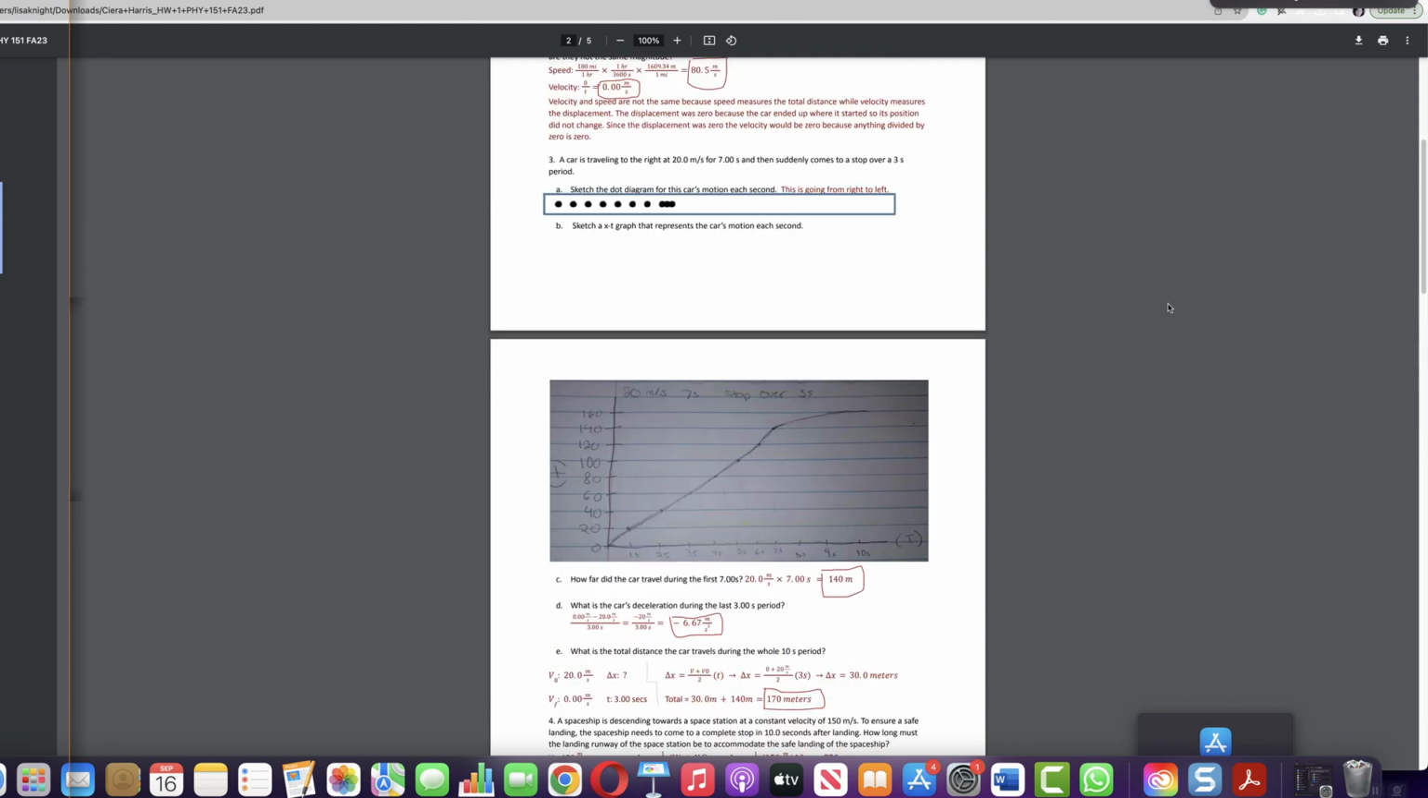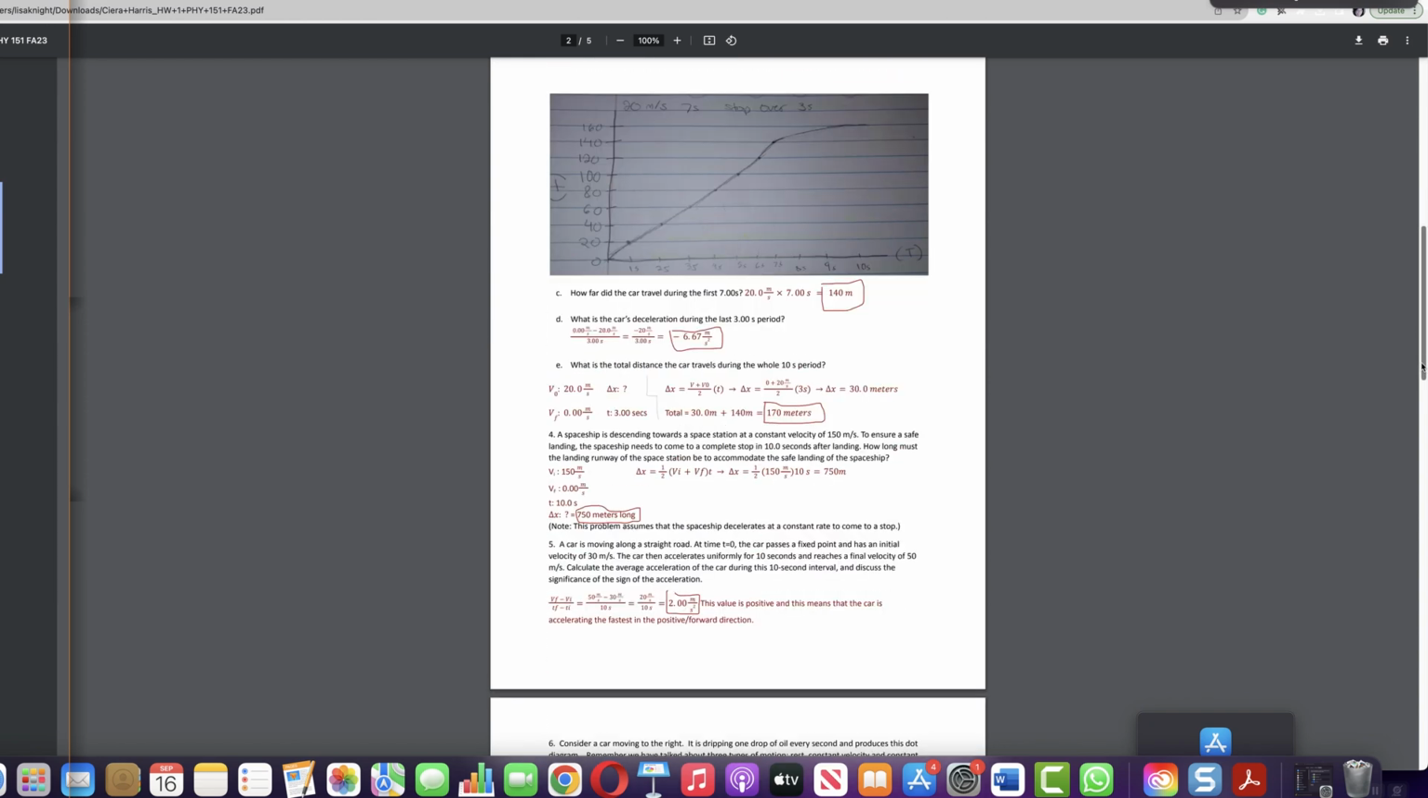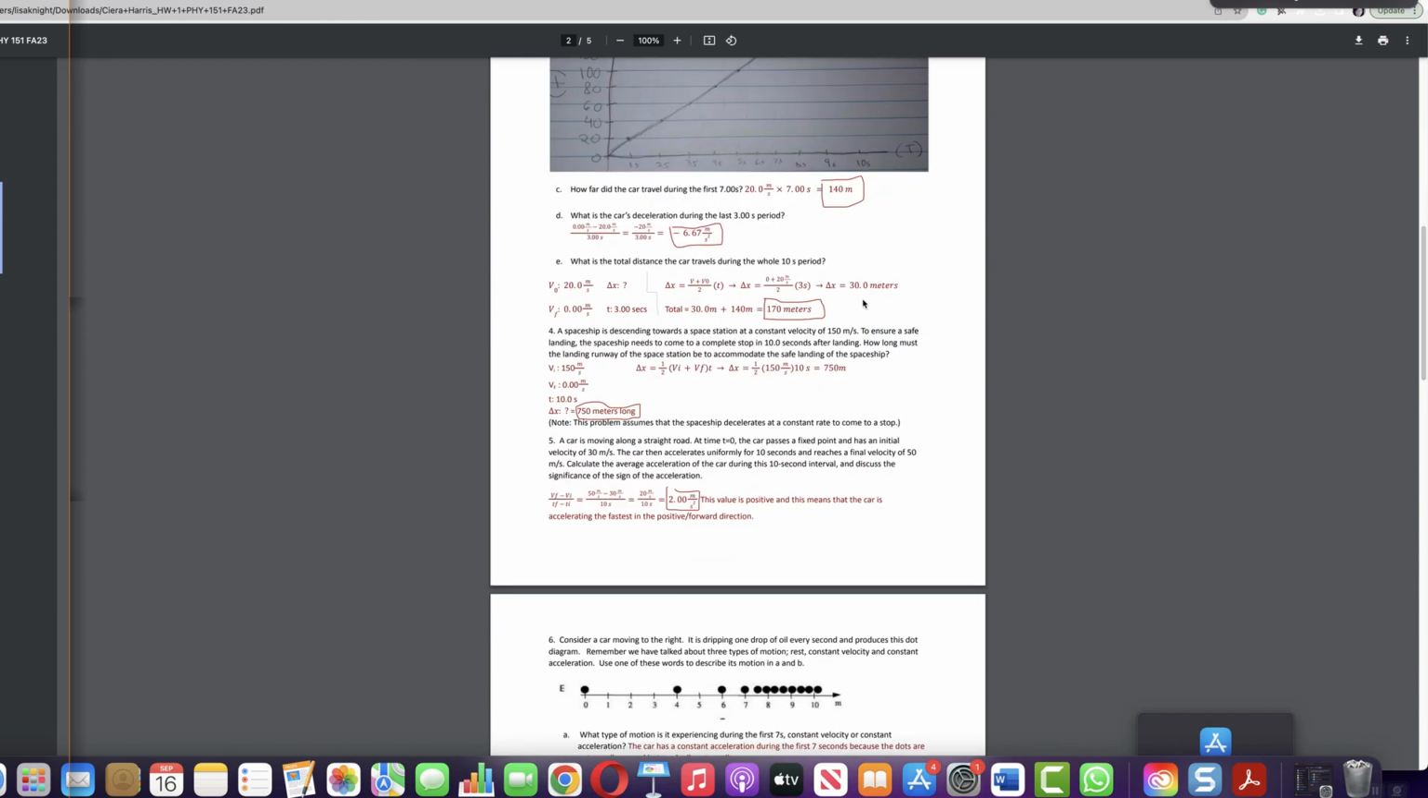And some of you, it's obvious that you found old answer sheets because I change my problems every year. So if you got like 160 meters, it's more than likely because you found an answer for the wrong problem. So be careful with that.